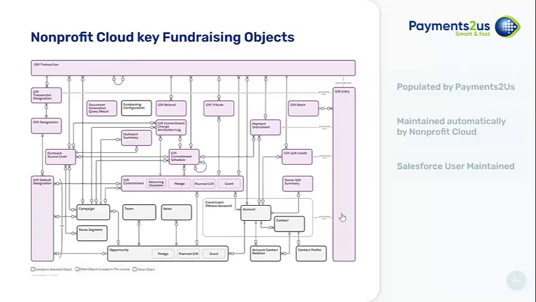Okay, this is just the fundraising module data model. Now what you'll see here is that we have some new objects right at the very top, like the gift transaction going all the way across the top. So that is kind of like the key transactional object that's used.